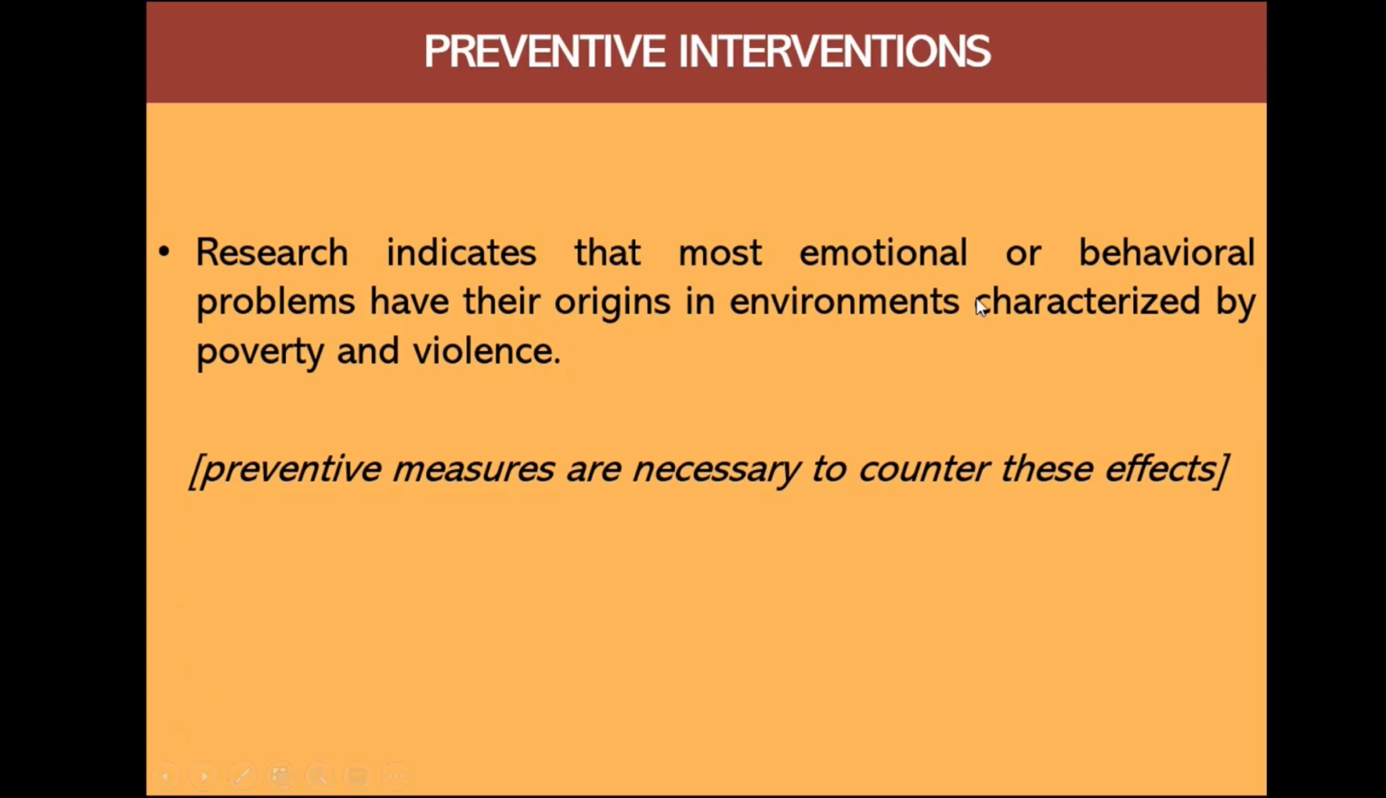Preventive measures are necessary to counter what? The effects. Research indicates that most emotional and behavioral problems have their origins in the environment, characterized by poverty and violence. And you, as a psychologist, need to consider that each and every problem has a beginning that influences it. Emotional abuse, behavioral abuse could be due to unemployment, characterized by what? We can say unemployment and associated poverty. It could be certain forms of violence. Then you become emotional, you consult a psychologist. They say preventive measures are necessary to counter these effects.